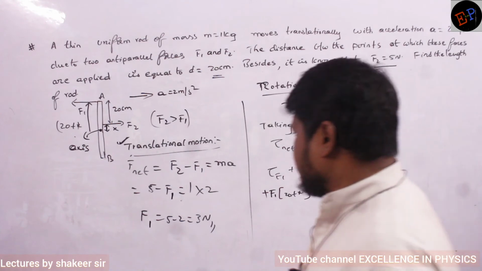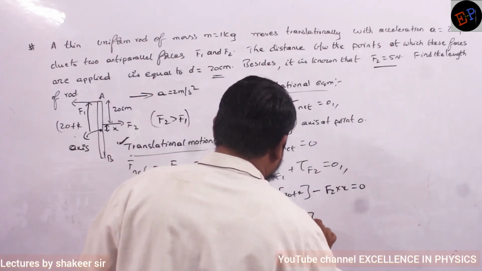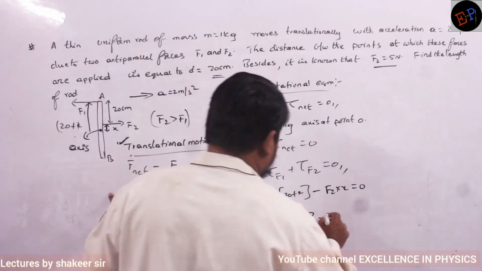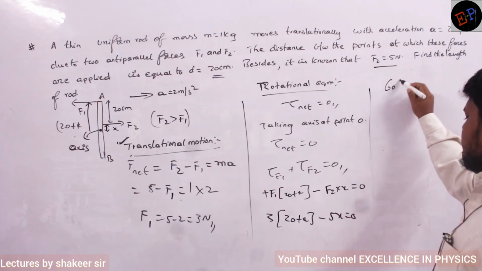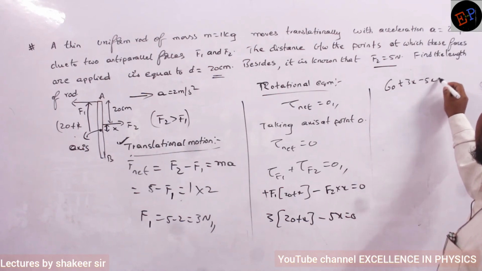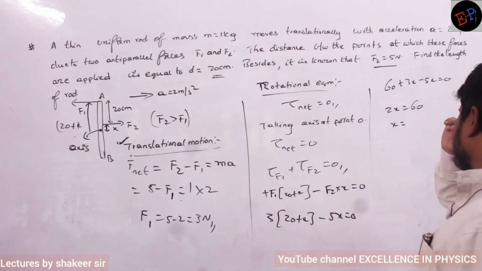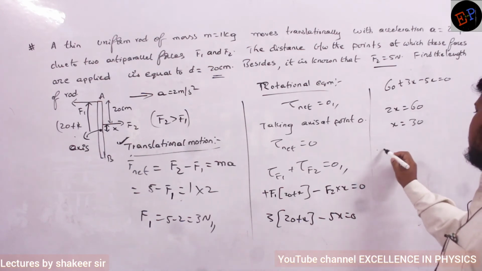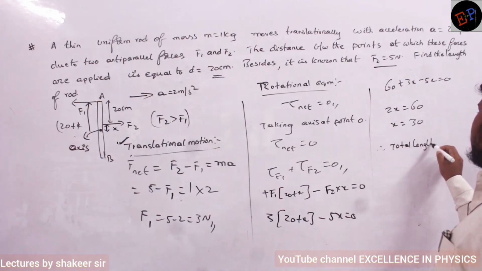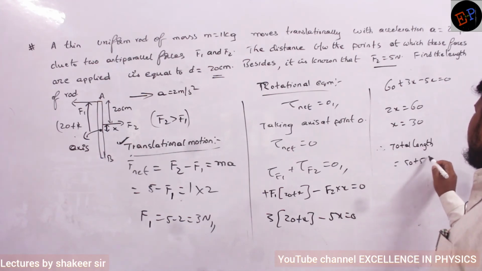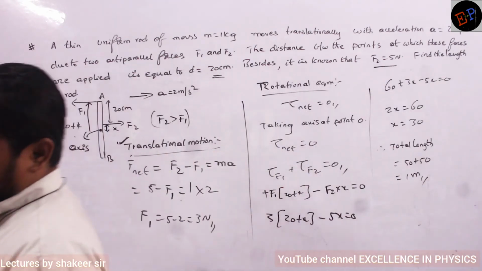Understood? So what is F1? F1 is 3. 3 into (20 plus x) minus F2 value, which is 5, into x is equal to 0. Clear? So 60 plus 3x minus 5x is equal to 0. So 2x is equal to 60. So x is equal to 30. Okay? So therefore, the total length of the rod is how much? Total length of the rod is 50 plus 50, which is equal to 1 meter.